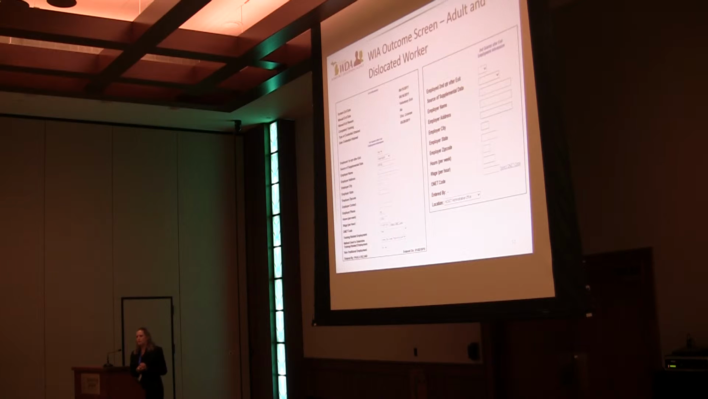Okay, moving on to the outcome screen. Outcome screen for adult and DW, you're probably familiar with it, but on the left side you're going to see the first quarter after exit, data collection fields. The 3 additional fields that are relevant to the first quarter are still relevant to the first quarter with WIOA. And then on the right side you're going to see the screenshot has the second quarter after exit, but it's really the same data fields that are collected for the second, third, and fourth quarters.